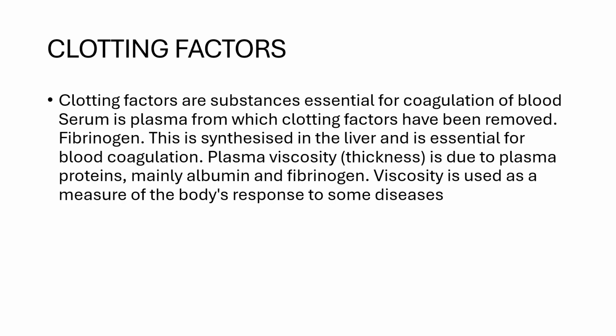Plasma viscosity, that is the thickness of blood, is due to plasma protein. When you see blood, some will say this blood is very thick. It is due to the plasma proteins, mainly the albumin and the fibrinogen. That means the percentage of them in blood is visible to your eye, and you see that it is very thick. The things that make the blood thick are the albumin and the fibrinogen. So the viscosity is used as a measure of the body's response to some diseases.